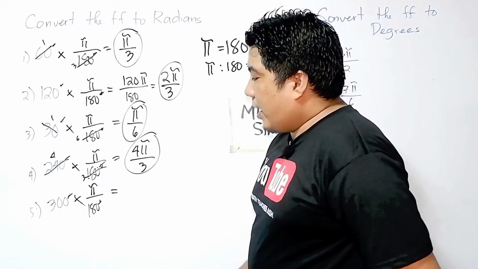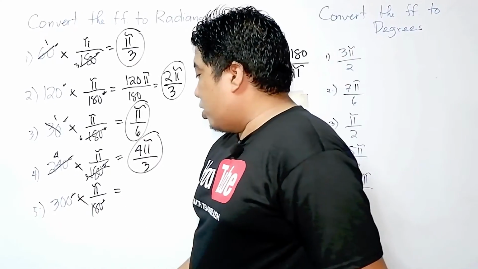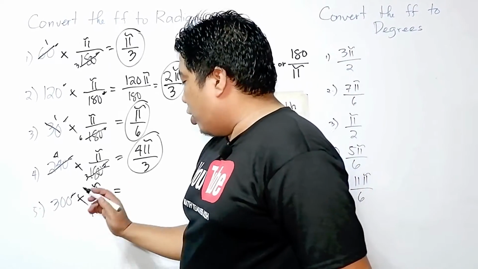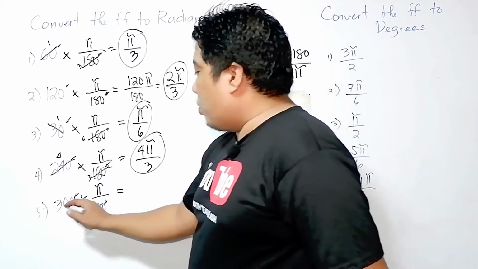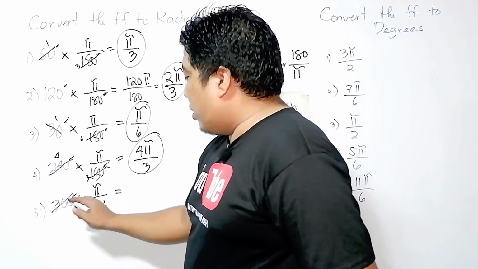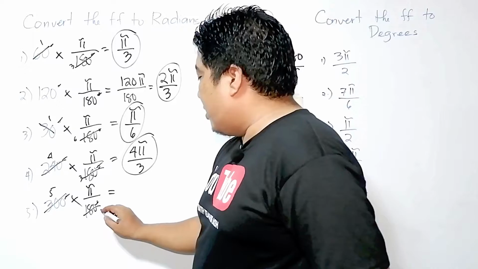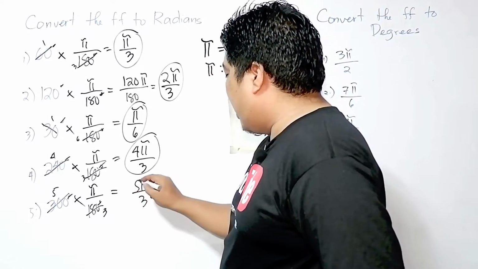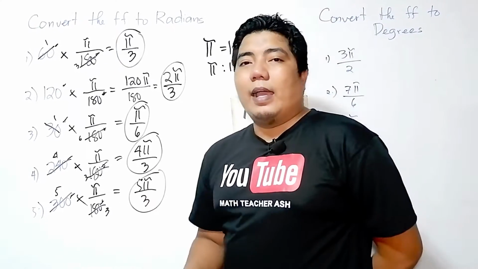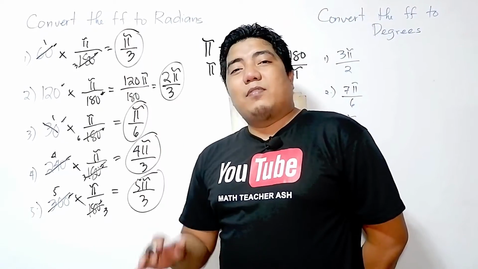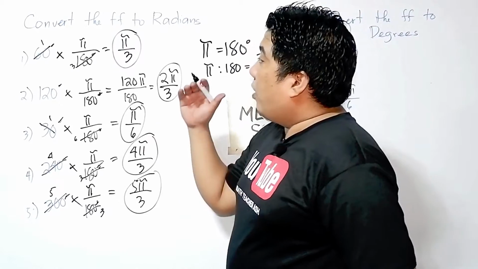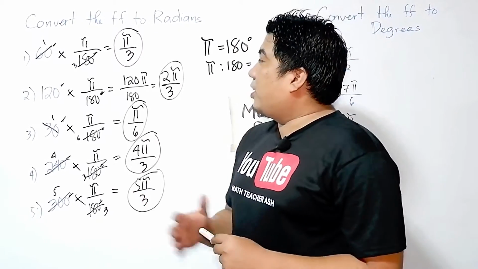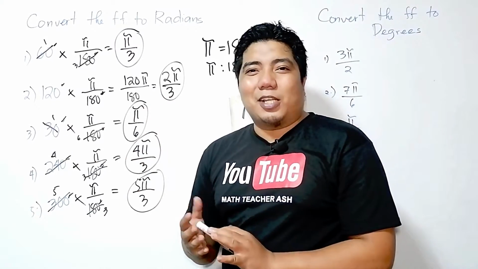Okay. And then, finally, we have here 300 degrees. So, we multiply this 300 times pi divided by 180. So, I think still our GCF is 60. So, therefore, this will be 5 and this will be 3. So, we will have 5 pi over 3. And that will be your final answer. So, basically, we have just answered our first set of exercises for converting degrees to radians.